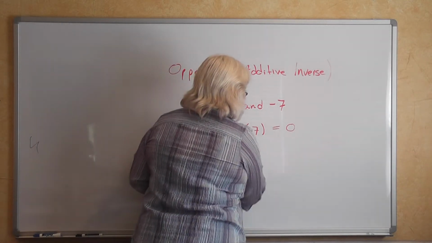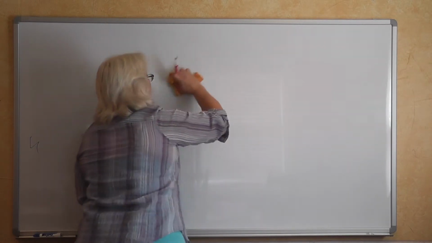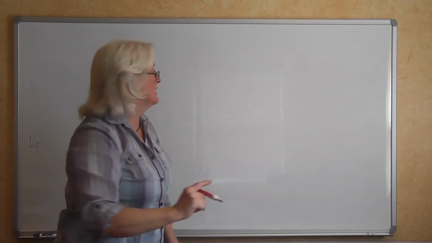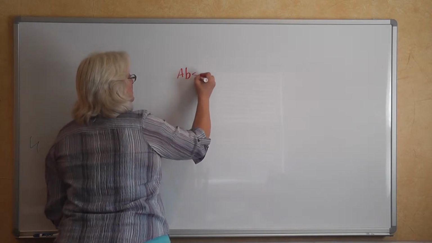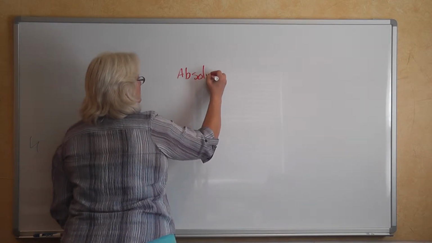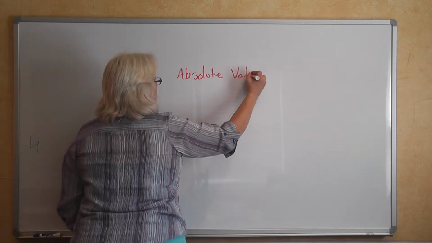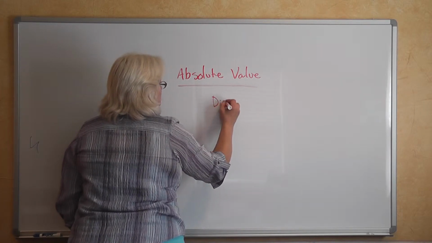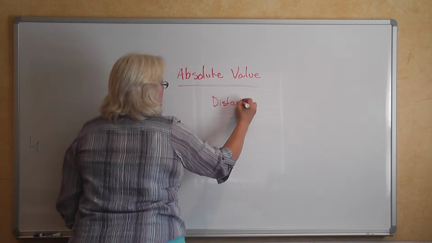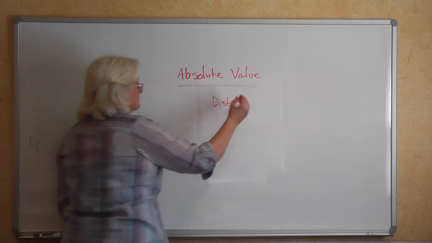And we were talking about distance. Distance is always positive. You're going to find that that's what absolute value is. Absolute value is a very important concept, very important vocabulary. What absolute value is, that's distance. The technical definition here is the distance from 0 on the number line.